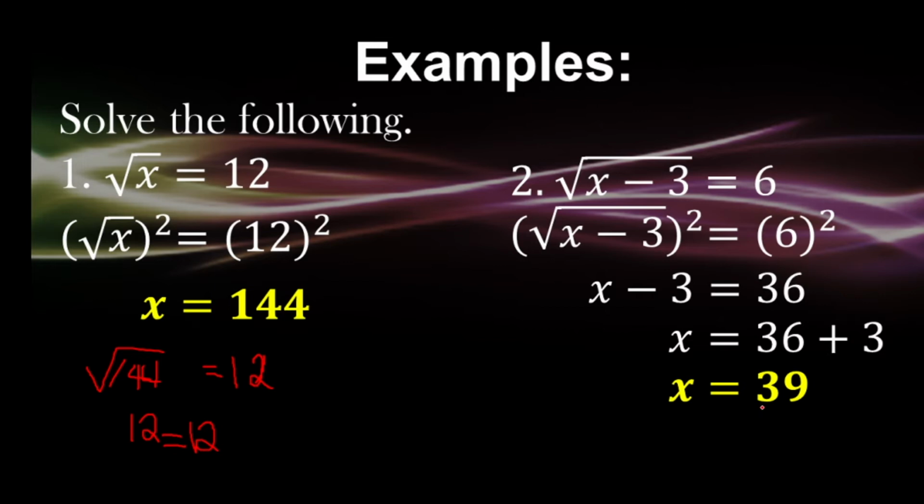So we check whether 39 is a real solution or not by replacing it in the original equation. So we have square root of 39 minus 3 is equal to 6. Square root of 39 minus 3 is square root of 36.